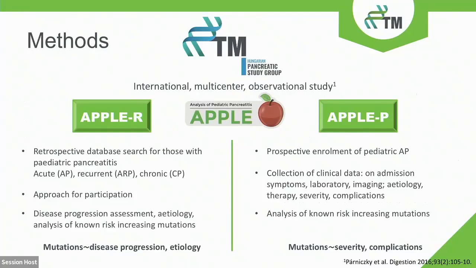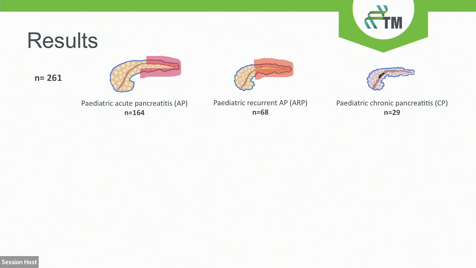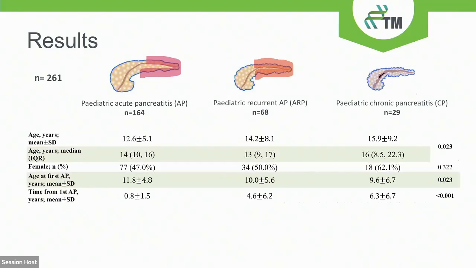And we also collect blood samples on this part with the aim to analyze mutation and severity and complications. In this talk, I'm focusing on the Apple-R part. Until now, we have 164 cases with acute pancreatitis, 68 with acute recurrent pancreatitis, and 29 with chronic pancreatitis.